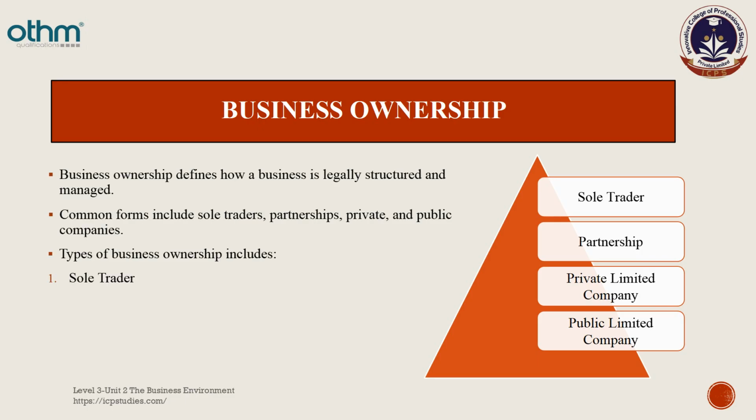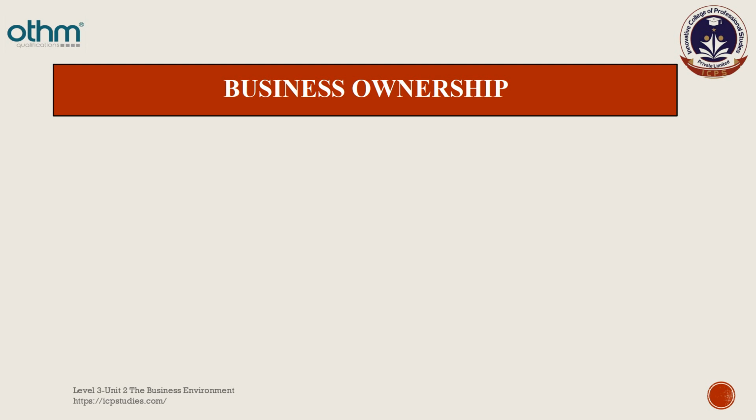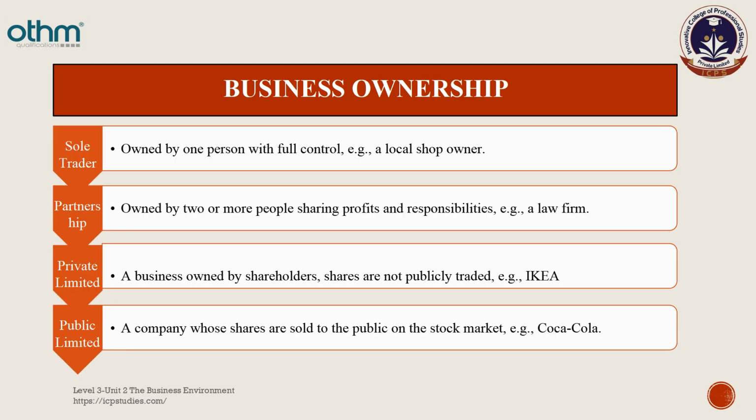I have also explained number four: sole trader, partnership, private limited, and public limited. So now I am going to explain these business ownerships one by one. The first is sole trader. A sole trader is basically a business that is owned by only one person with full control. For example, any local shop owner is a sole trader. He has full ownership of his shop.